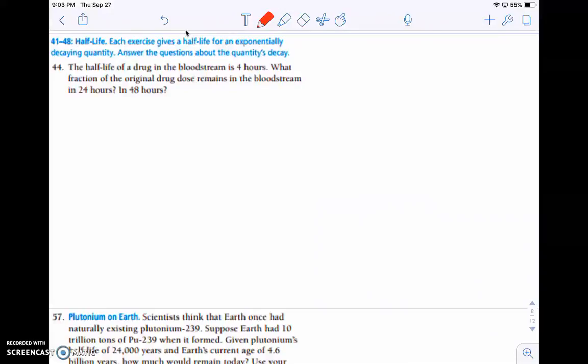So if we look at a couple of applications here, we have the half-life of a drug in the bloodstream is 4 hours. So t sub half is 4 hours. What fraction of the original drug dose remains in the bloodstream in 24 hours and in 48 hours? I'll call it part A for 24 hours. We're just looking at what factor remains. So we would take 1/2 and raise it to 24 hours with a half-life of 4. So this is 1/2 to the 6th power.